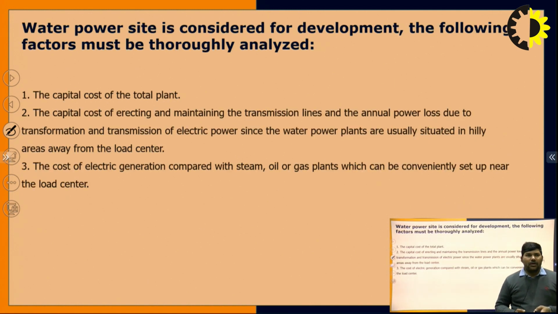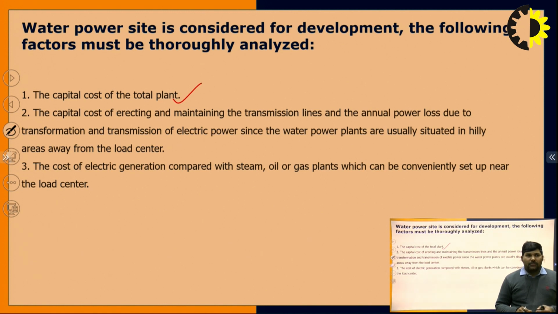The water site considered for development must be analyzed for the following factors. The capital cost of the power plant is very high, because when you make a dam on the river it is very critical; transportation is needed, and a lot of equipment is required initially to develop the dam. These are very difficult, so the capital cost is very high.